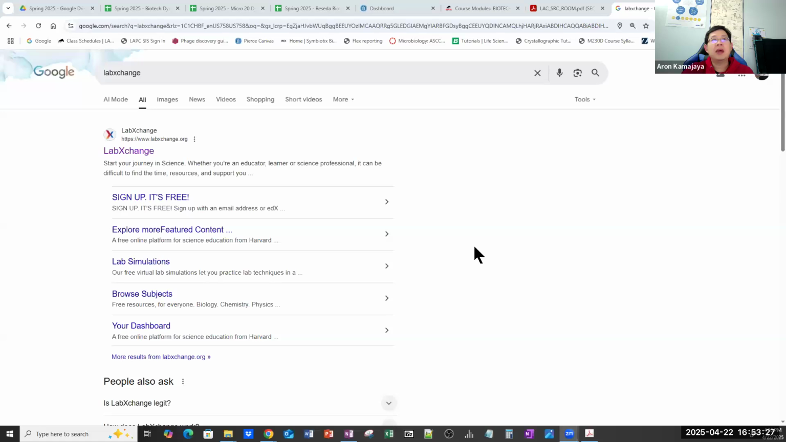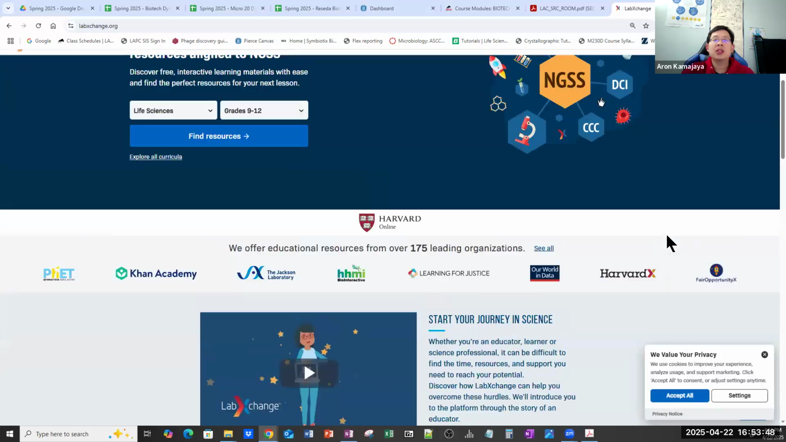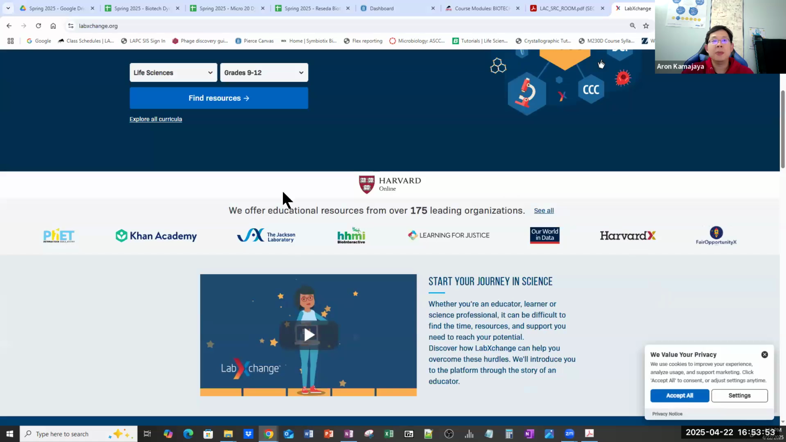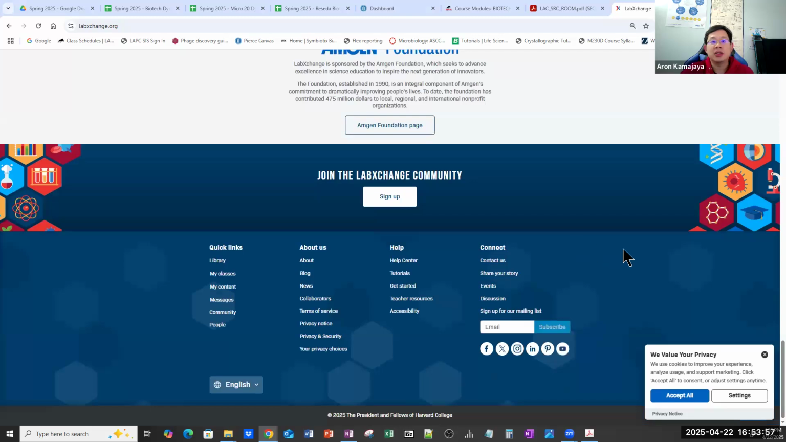I'm glad that you're learning this right now, because it's a really good resource for you to study molecular biology. You can Google Lab Exchange like this. You go there and you can sign in. You can make an account to sign up if you want, or you can log in right here. Lab Exchange was initiated by Harvard University, and they get funding from the Amgen Foundation. The initial one is actually not here.